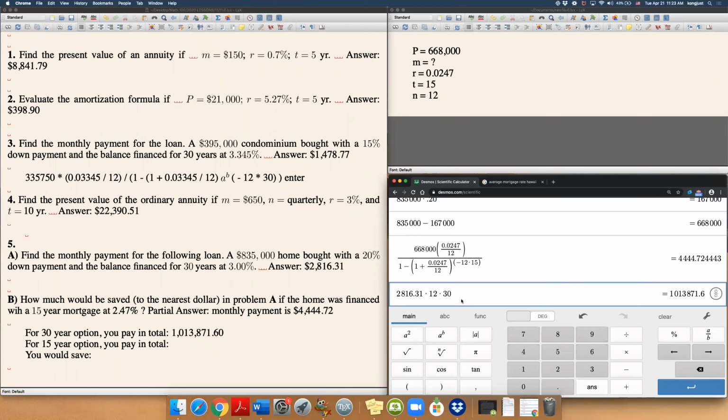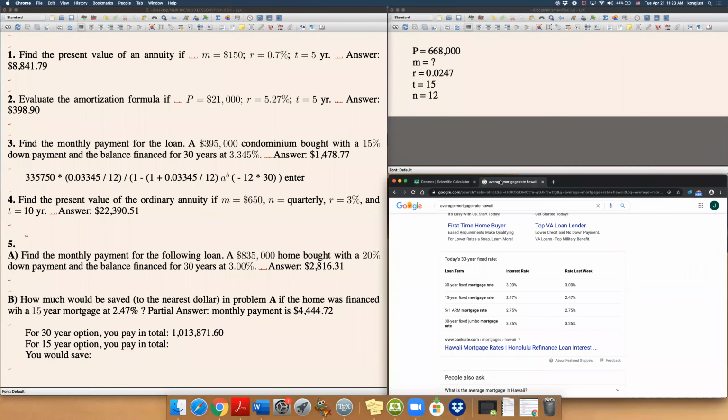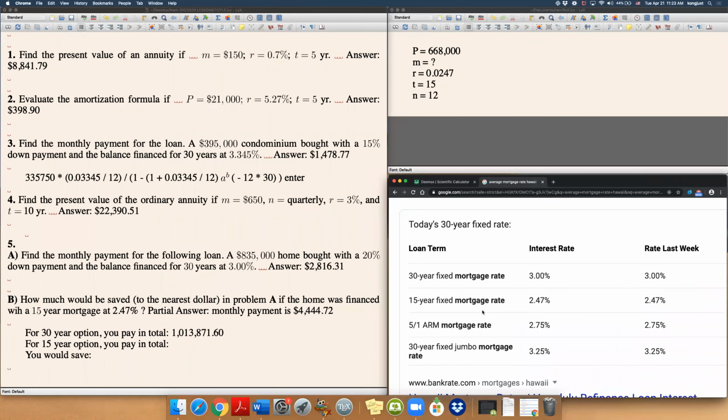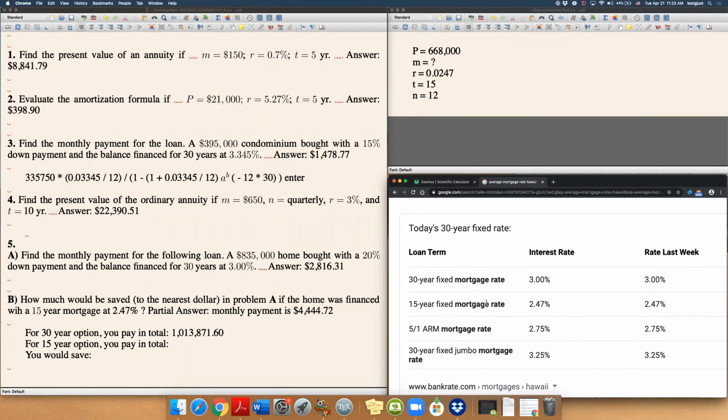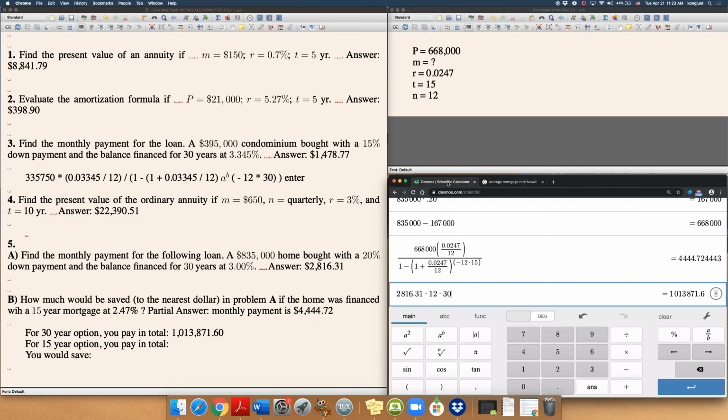Wait, did you change that percentage from the 3%? Yes, because part B says 2.47%. Oh, I see. Okay, sorry. No worries. I just do that based on this: average rates for mortgages in Hawaii, 3% for 30 years and 2.47% for 15. This is last week's rate, I guess, which I don't know why it changed from what I looked up earlier, but whatever.